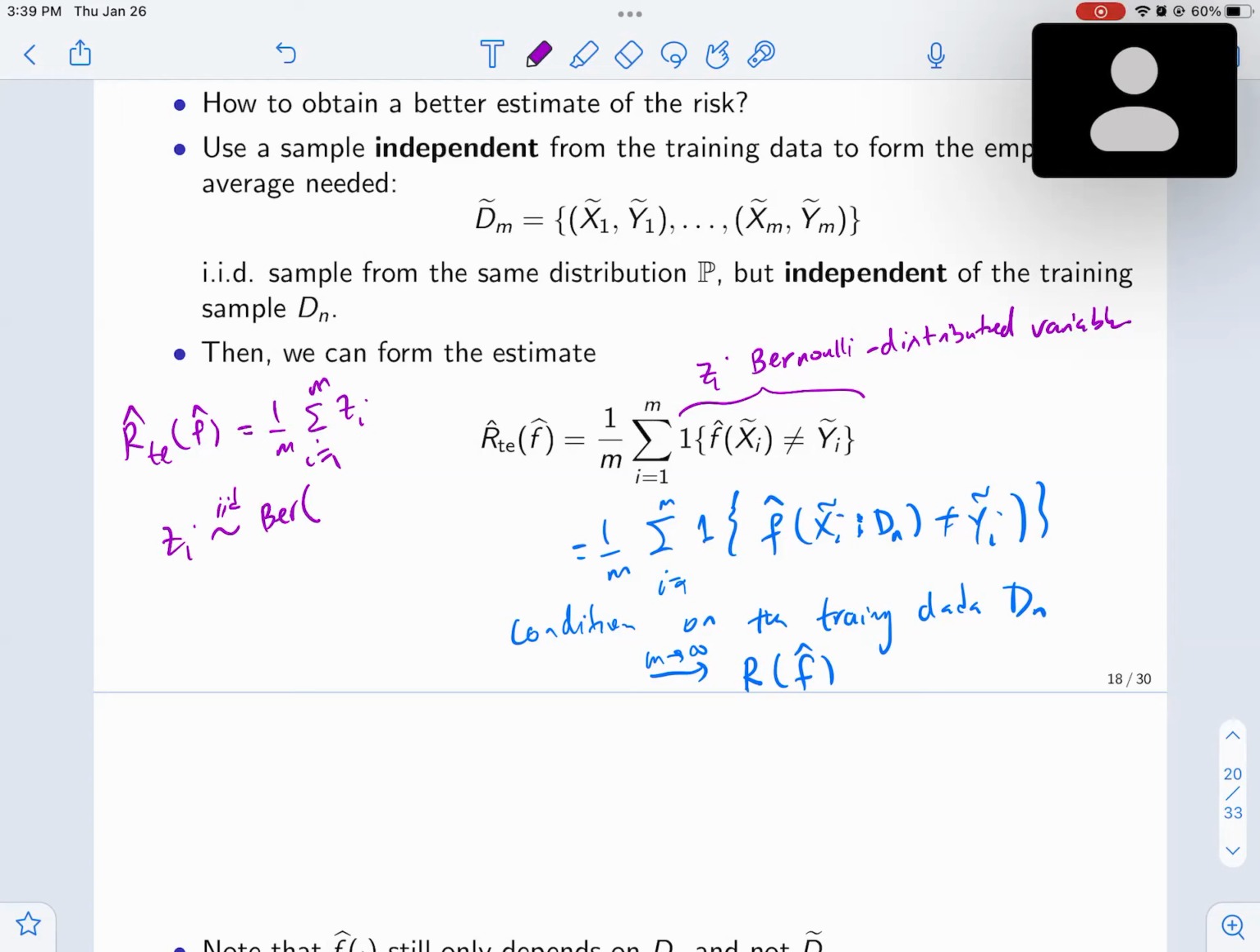Anyone knows what that probability is? What is the probability that each one is 1? What do we call it? Think of f hat as fixed, deterministic. What is the probability that Z_i is 1?